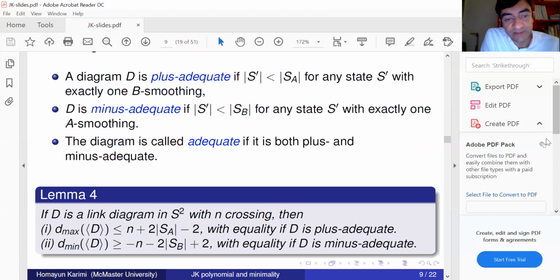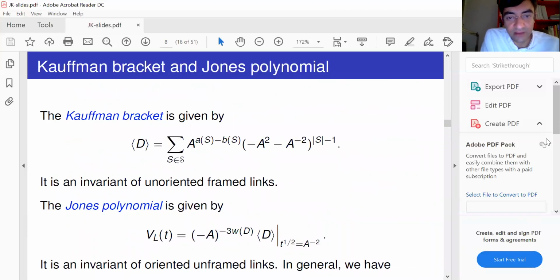So this plus adequacy is to guarantee to get the maximum A degree in the Kauffman bracket. Remember, the Kauffman bracket is defined by this formula. And as you can see, moving from SA to a state S prime with exactly one B smoothing, A minus B drops by 2, and if we make sure that the number of cycles also goes down, then the term with maximum A degree survives. That's why we have the notion of adequacy.